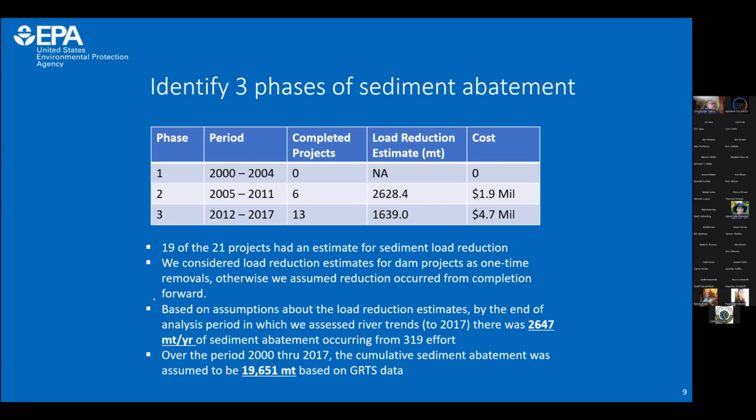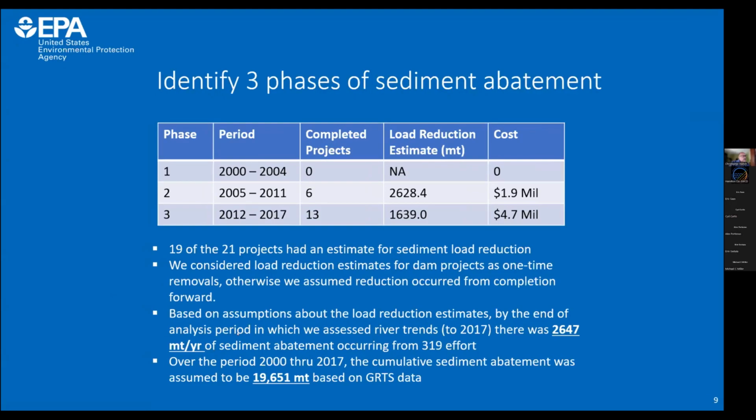And then based on this assumption about the load reduction estimates, by the end of the analysis period in which we assessed river trends, there was 2,647 metric tons per year of sediment abatement occurring from 319 efforts. So in 2017, there was 2,647 metric tons of abatement occurring from projects that had occurred between 2005 and 2017.